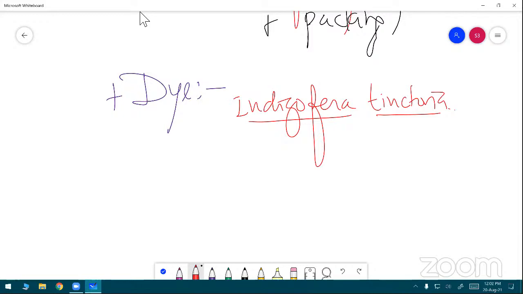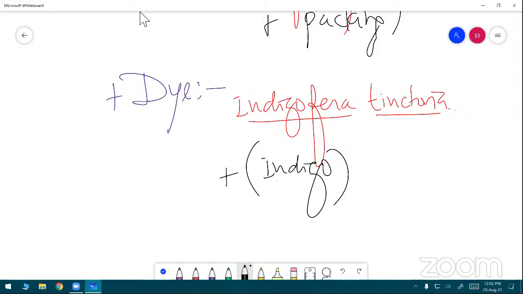This Indigofera tinctoria provides indigo dye, natural indigo dye color. It is obtained from Indigofera tinctoria, and its native place is India. This plant originated in India. That's why it is named Indigofera tinctoria. This plant yields indigo dye. Actually, this dye is obtained from the plant.